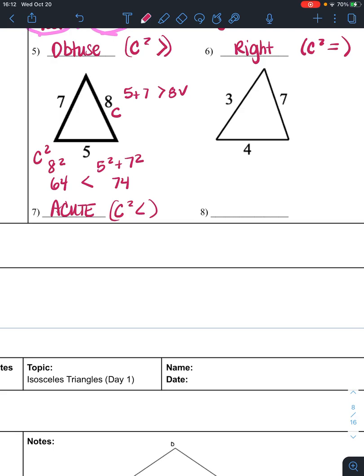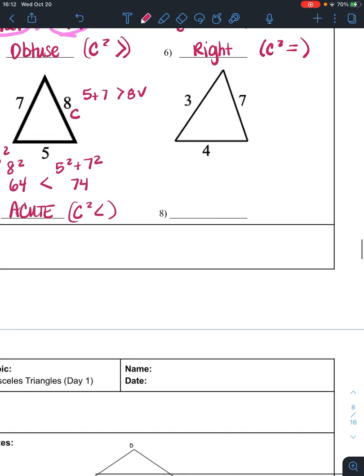And then number 8. Number 8, first I got to check, make sure that it's a triangle. So I check, my long side is 7. So I check 3 plus 4, and I check to see, is that greater than 7? That's not true. It's not a triangle. And so you would just say, not a triangle, and you're done.